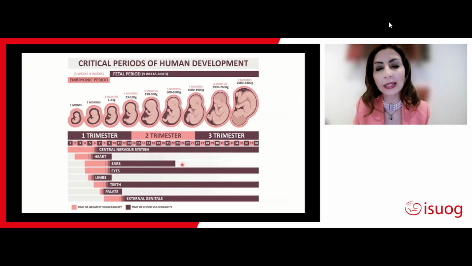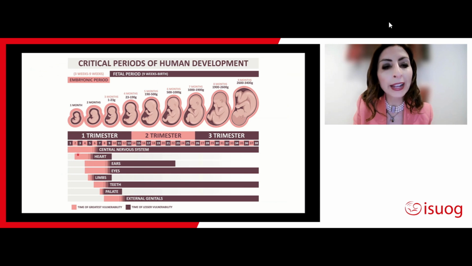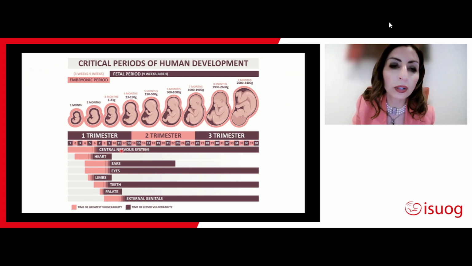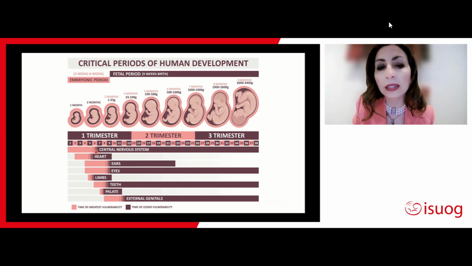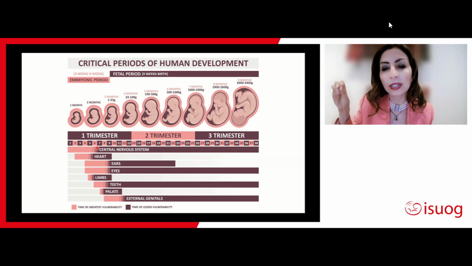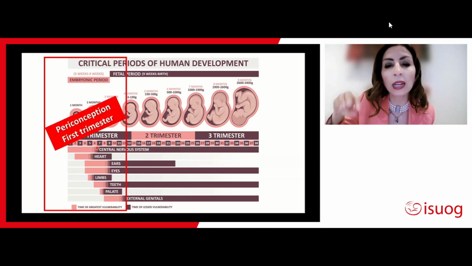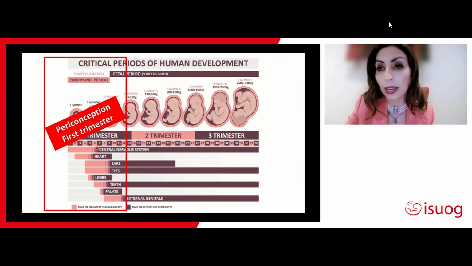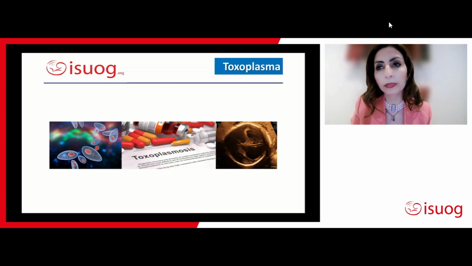So why is that? Well, if you look at the critical periods of human development, you see here the central nervous system, and the light shaded area is the time of greatest vulnerability, and the dark shaded area is the time of lesser vulnerability. And you see here for the central nervous system, it is early in pregnancy, the first trimester, the time of greatest vulnerability. So if the fetus gets infected at that time, it is likely to result in insult and brain damage.